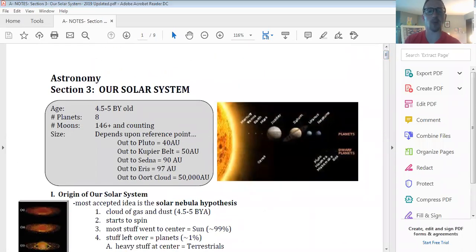So let's have a couple review questions. Number 26. This is the idea for how our solar system began around 4.5 to 5 billion years ago. Question 26.